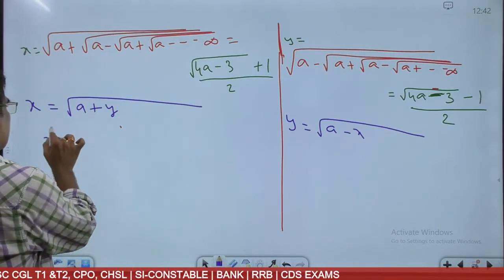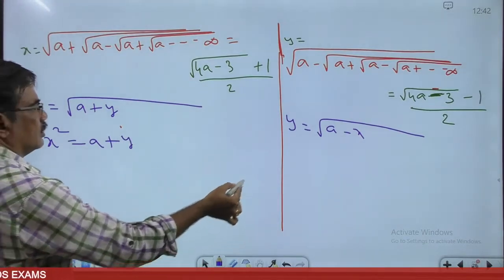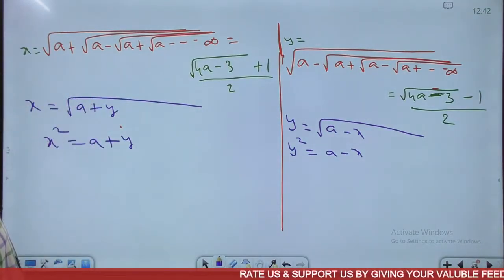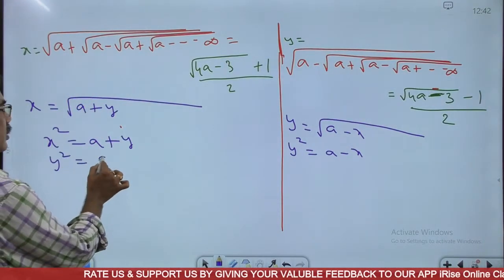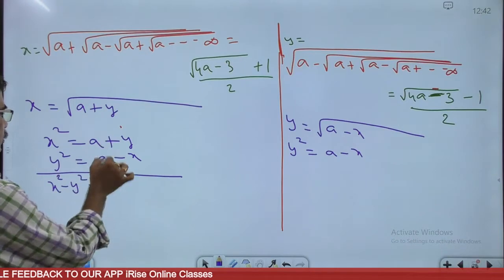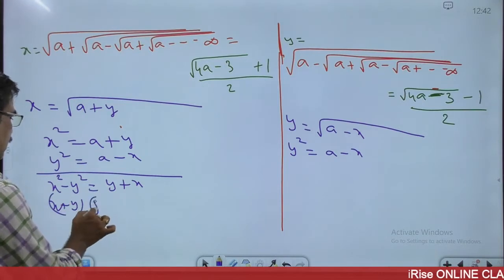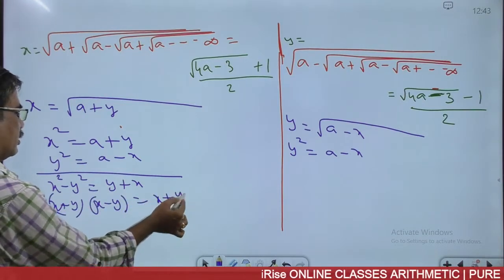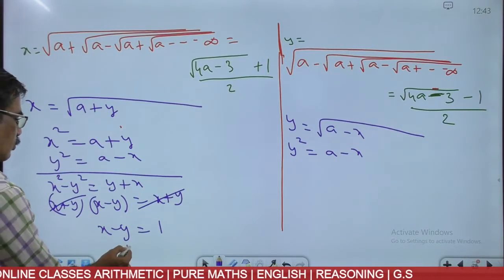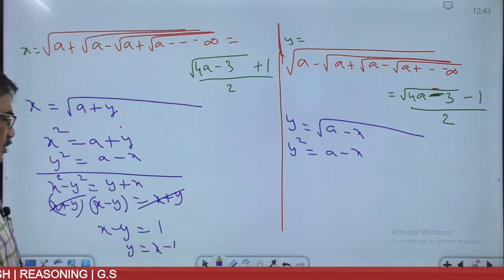Squaring here, x square is equal to a plus y, and here y square is equal to a minus x. Subtract: x square minus y square is equal to, if you subtract, a gets cancelled, you get y plus x. This can be written as (x plus y) into (x minus y) is equal to x plus y. x plus y cancels, x minus y is equal to 1, or y is equal to x minus 1.